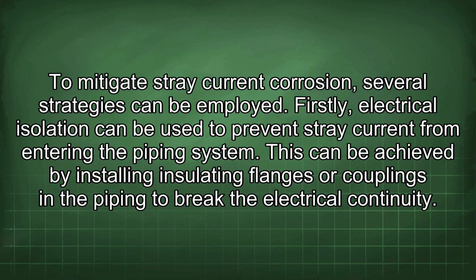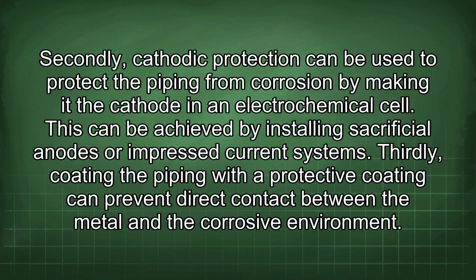To mitigate stray current corrosion, several strategies can be employed. Firstly, electrical isolation can be used to prevent stray current from entering the piping system. This can be achieved by installing insulating flanges or couplings in the piping to break the electrical continuity. Secondly, cathodic protection can be used to protect the piping from corrosion by making it the cathode in an electrochemical cell. This can be achieved by installing sacrificial anodes or impressed current systems.